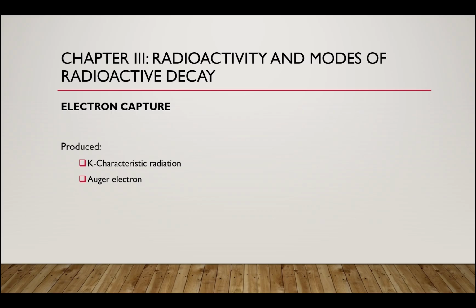Now, what type of radiation is produced? When an outer shell electron fills the vacancy of the inner shell electron, it emits radiation, and that radiation is called the characteristic radiation, or more specifically, K-characteristic radiation when the vacancy being filled is in the K shell. Okay, it is the K-characteristic radiation because the electron is captured from the K shell and the vacancy filled is the K shell.